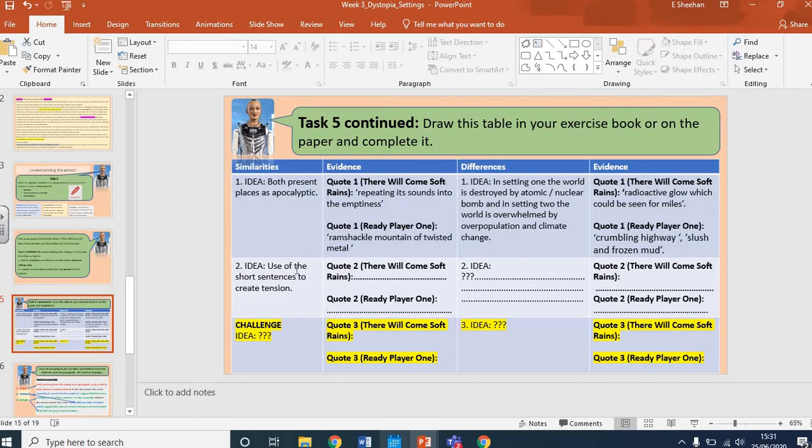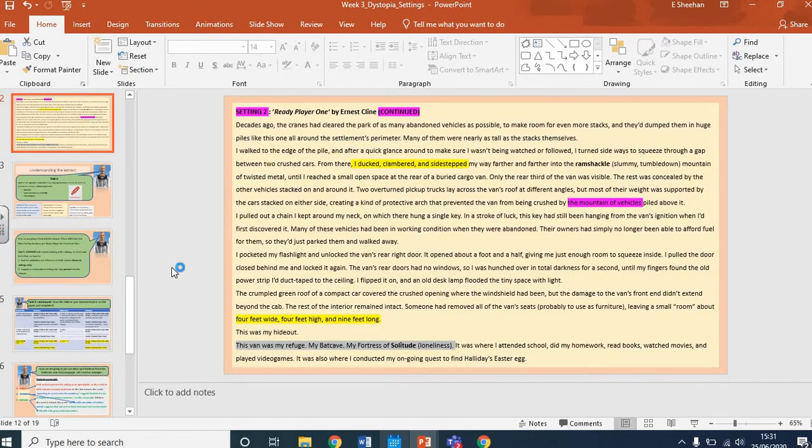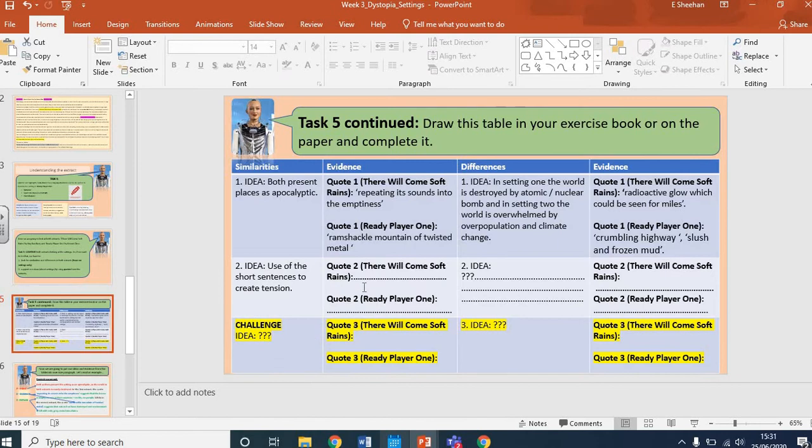Now I'd like you to put your idea for your next row as the use of short sentences to create tension. So we looked at some short sentences here. This van was my refuge, my bat cave, my fortress of solitude. Why does that create tension? So that would be your quote for Ready Player One of your short sentences.